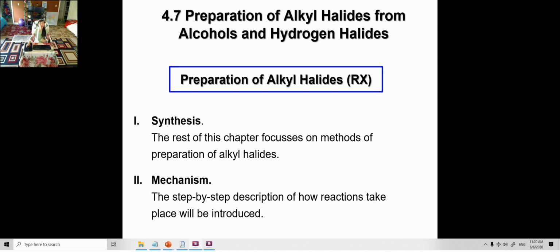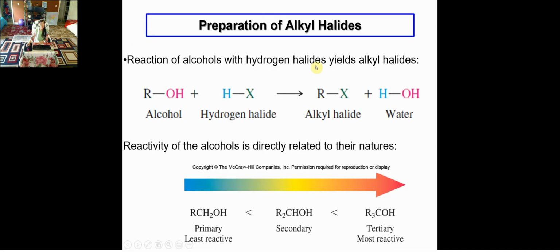In this reaction, we mainly focus on the substitution reaction. S represents substitution, N represents nucleophile. 1 and 2 represent the number of molecules involved during the rate limiting step. So that's the major chemical reactions for today. So the first one is about preparation of alkyl halides from alcohol and hydrogen halides.